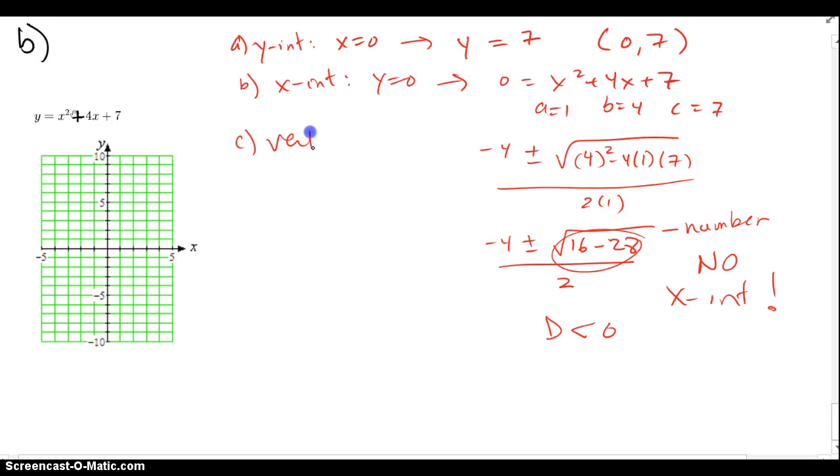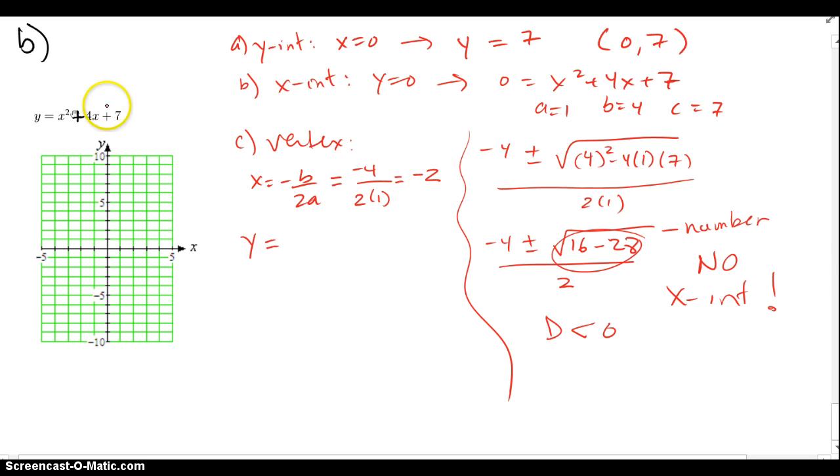I'm going to go to the vertex next. X equals negative b over 2a. So negative b would be negative 4. 2 times a is 2 times 1. That's going to be negative 4 over 2, which is negative 2. I have to plug this back in here to get my y coordinate of the vertex. And when I do that, it looks like I get a 4 minus 8 plus 7, which gives me negative 4 plus 7, which is a 3. So the vertex is negative 2, 3.